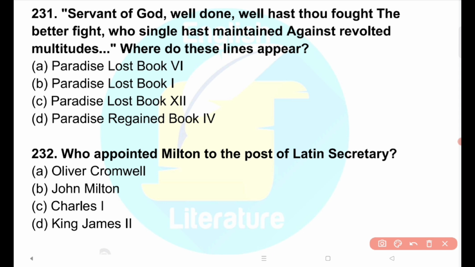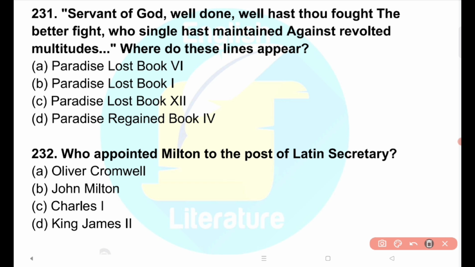Who appointed Milton to the post of Latin secretary? Option A, Oliver Cromwell. Oliver Cromwell, the Lord Protector of England, appointed John Milton as Latin secretary in 1649. Milton's role was to handle foreign correspondence in Latin. Despite his growing blindness, he continued in this role until 1660.